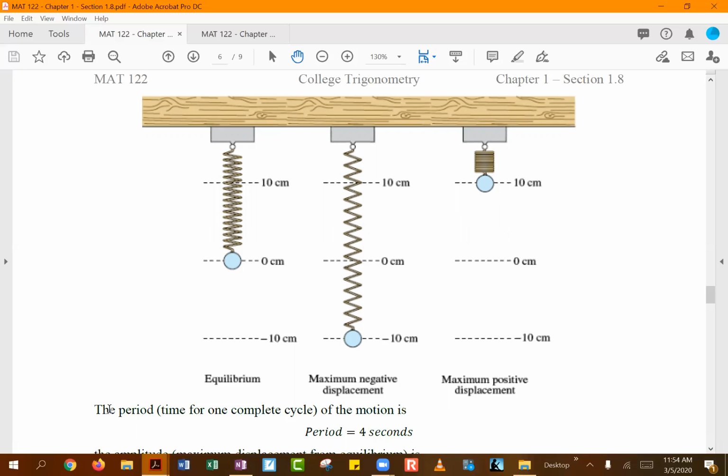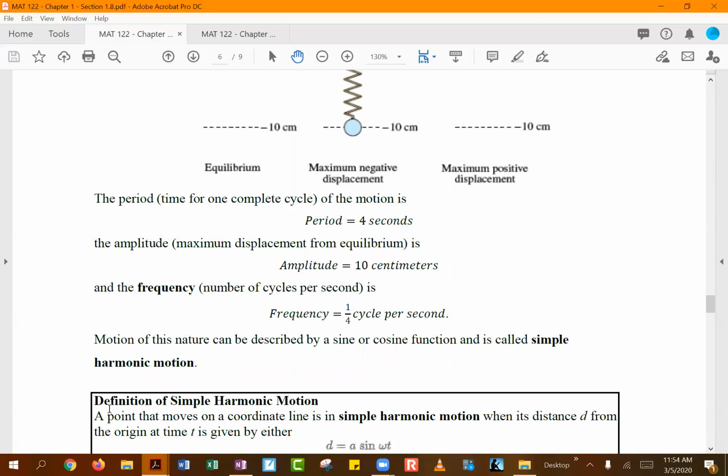So that period, the time that it takes for that entire motion to complete, to go from the starting position to minimum, maximum, and back, is 4 seconds. So we're calling that our period. How far does the ball get displaced from its original position? 10 centimeters is going to be the amplitude. And again, you can see these are the same terminologies that we were using when we were describing our sine, cosine functions. Now they are also talking about frequency, and that's 1/4 cycle per second.